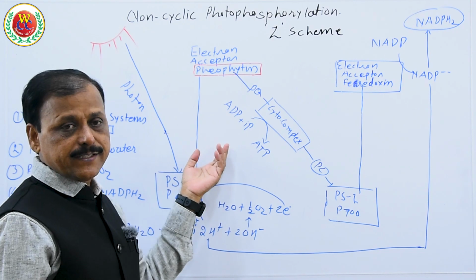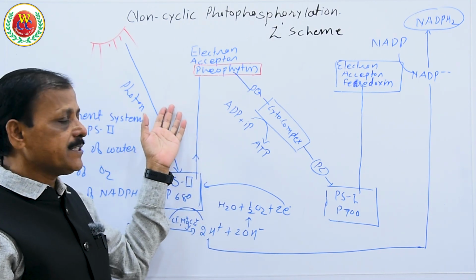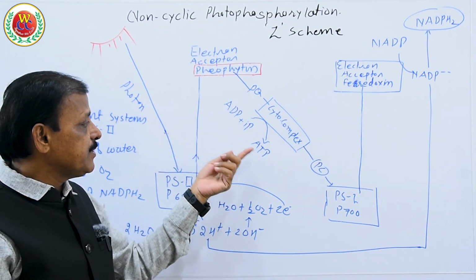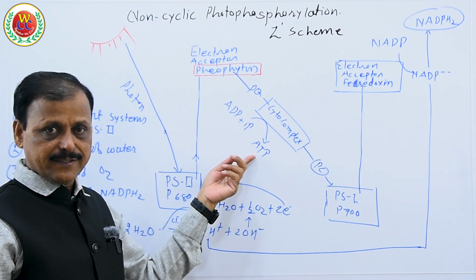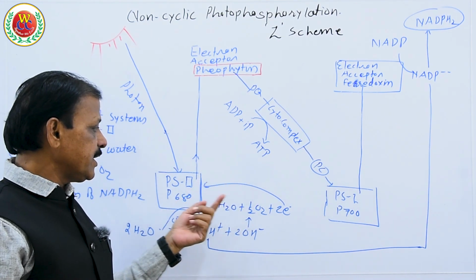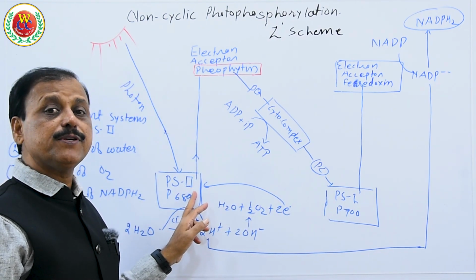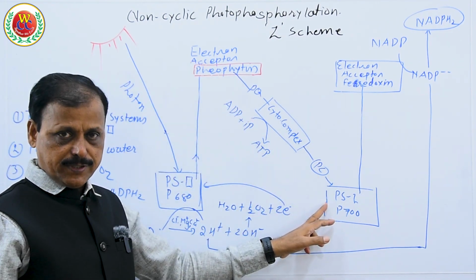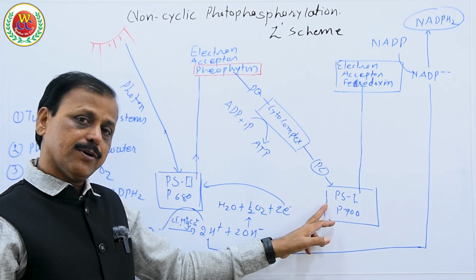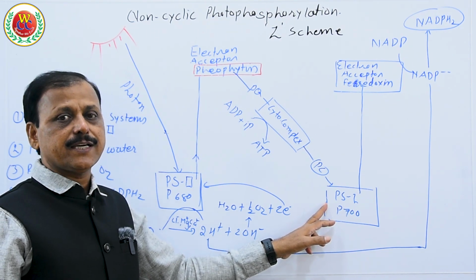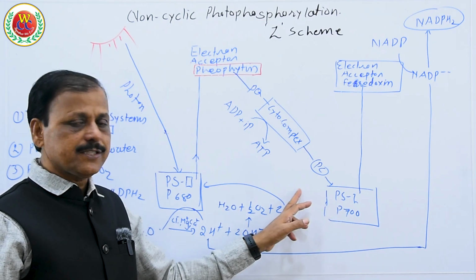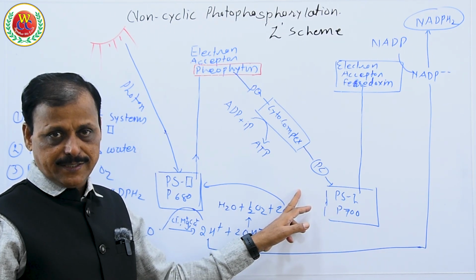So to summarize, what is non-cyclic photophosphorylation? It is a photophosphorylation in which an ATP molecule is synthesized, but the electron released from PS1 does not come back to PS1. Instead, the electron released from PS2 reaches PS1. Therefore the cycle is broken, and hence it is called non-cyclic photophosphorylation.